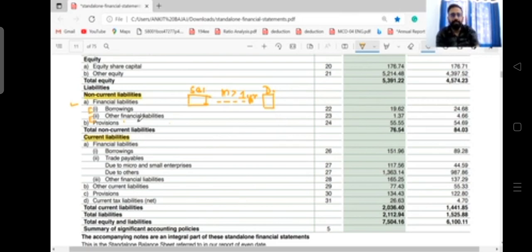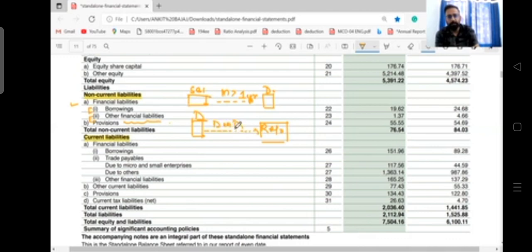Now, financial liability. We have already seen financial assets, right? What is the meaning of financial asset? A financial asset means the company is investing in securities of another company. Now I am taking the example of Dabur Limited and Reliance Limited. Dabur Limited has issued debentures or bonds to Reliance Limited.